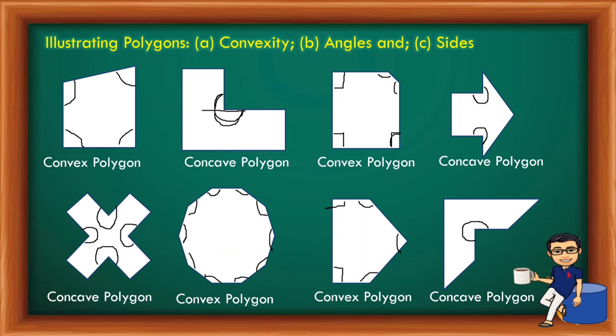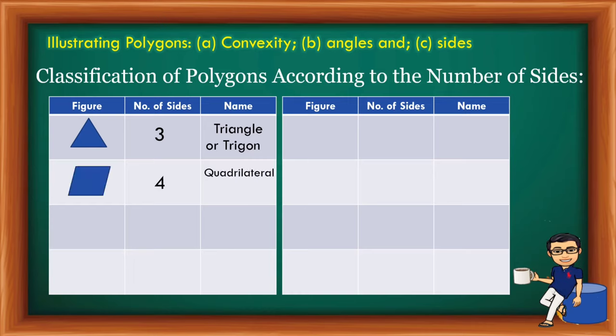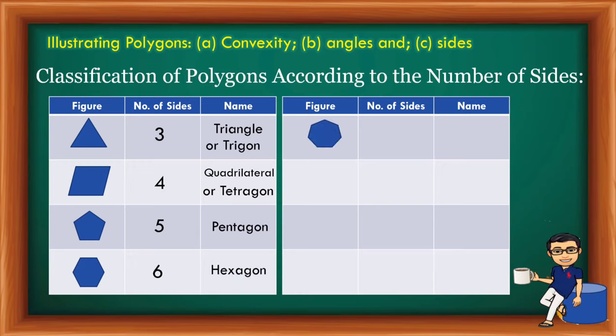Siyempre, alamin na natin ang classification of polygons. Okay, so there are classification of polygons according to the number of sides. Una, we have that. So, three sides, ang tawag triangle. Or tinatawag din yung trigon. Next, we have four sides. Quadrilateral, or we also call that as tetragon. Then we have this one. Ilang side mayroon? Okay, good. That's five. So, ang tawag doon, pentagon. How about this one? Okay, six sides. So, ang tawag doon ay hexagon.